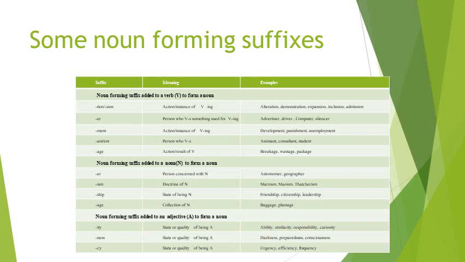And then age refers to a collection of a noun. So we have examples occurring in words like baggage and plumage. If we add age to bag, it gives us baggage, and if we add age to plume, it gives us plumage. Now, we also have cases of noun-forming suffixes that you add to an adjective to form a noun. So it means you can add a noun suffix to an adjective, and from that you generate a noun.